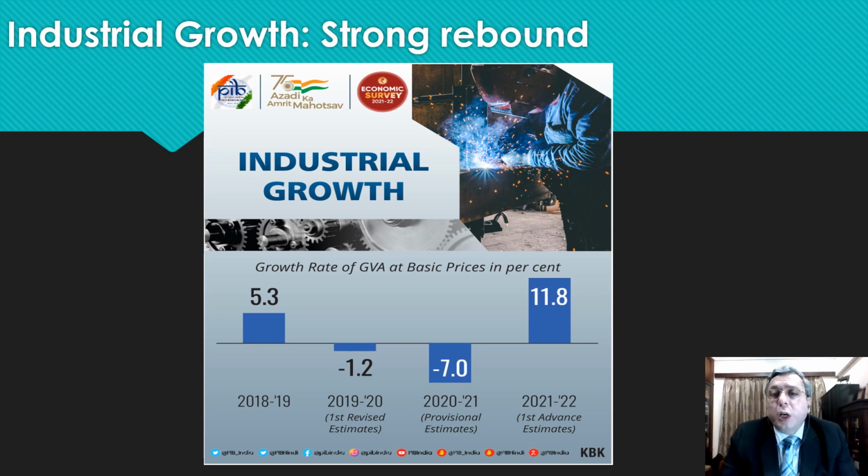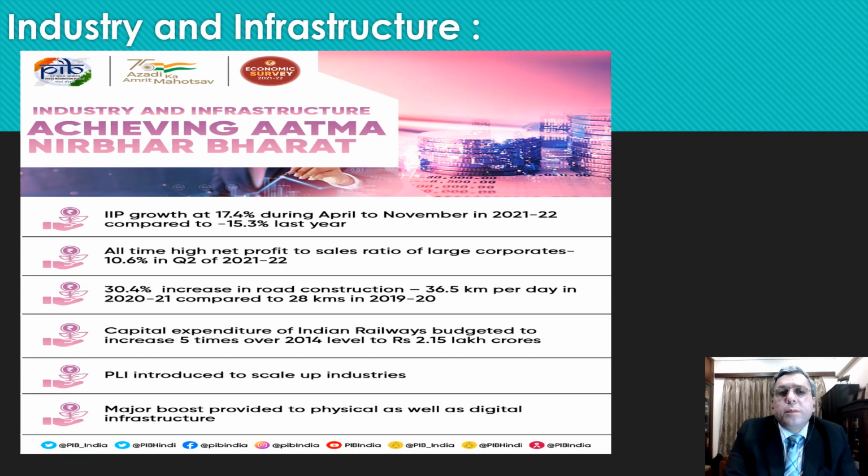But there has been a sharp pullback in 2021-22, a sharp recovery where we have seen 11.8% growth on the industrial side. So, spectacular growth of 11.8. What all has helped here? Industry and infrastructure, achieving the Atmanirbhar Bharat, the self-reliant India. IIP growth at 17.4% during April to November in 2021-22 compared to minus 15.3 year on year. So the index of industrial production has seen a sharp growth.